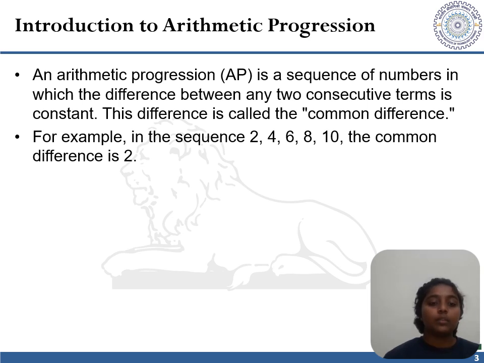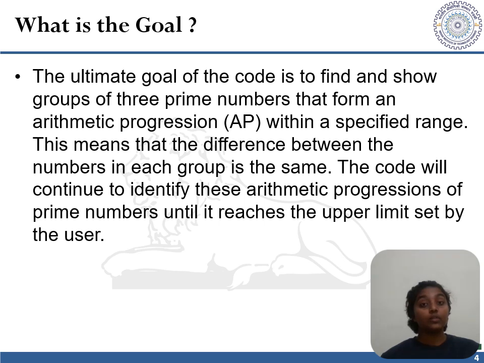And what is an arithmetic progression? An arithmetic progression is a sequence of numbers in which the difference between any two consecutive terms is constant. And this constant difference is called the common difference. A classic example being the first five even natural numbers, 2, 4, 6, 8, and 10, the common difference among them being 2. So let us discuss the goal of writing this code.